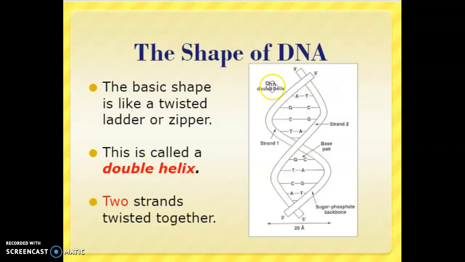Your DNA is called a double helix. It's because it's shaped like a twisted ladder. DNA is actually made up of two separate strands, and they just connect right there in the middle, and we call that a double helix.